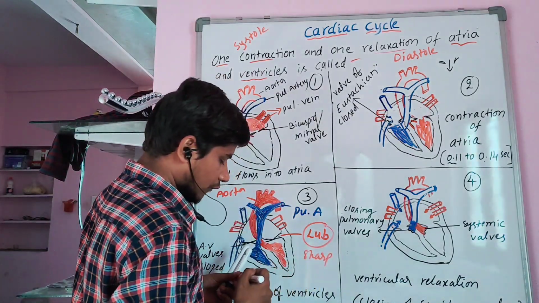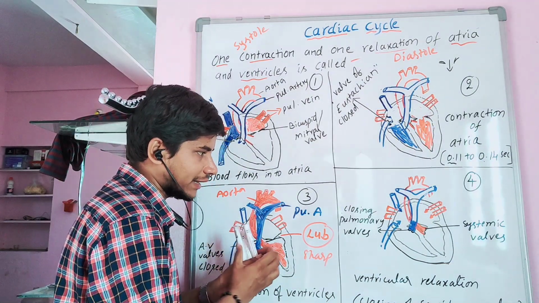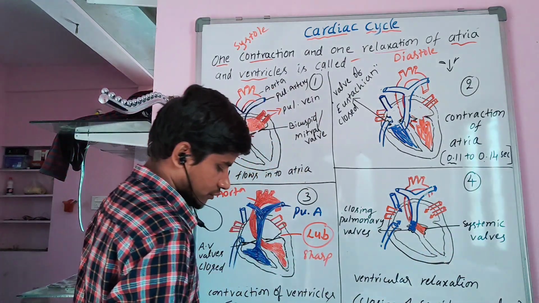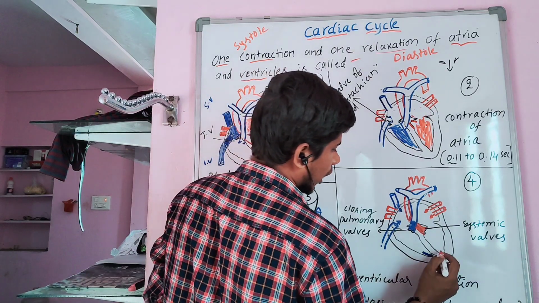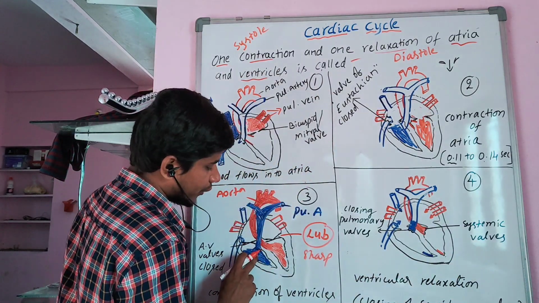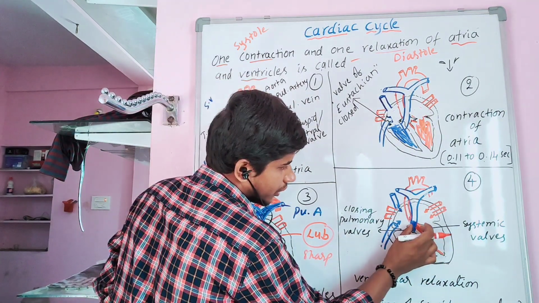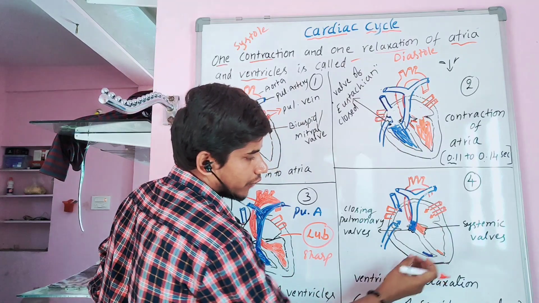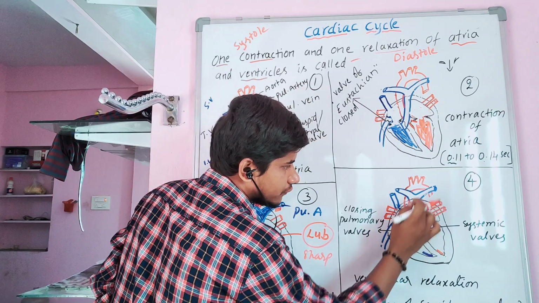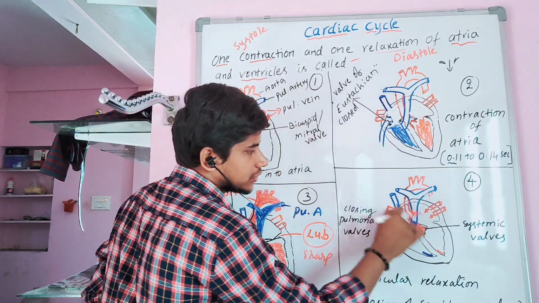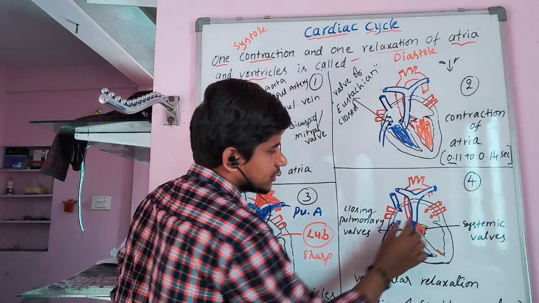What happens after that? The ventricular contraction has been completed. Then the ventricles start relaxing. When the ventricles relax, the blood which was pumped into the arteries, that means from the right ventricle to the pulmonary artery and from the left ventricle to the aorta, that blood tries to come back. Why? Because when the ventricles relax, the pressure decreases. When there is less pressure, the blood which was pumped into the arteries may try to come back into the ventricles. So that will be prevented by the valves present in those arteries.